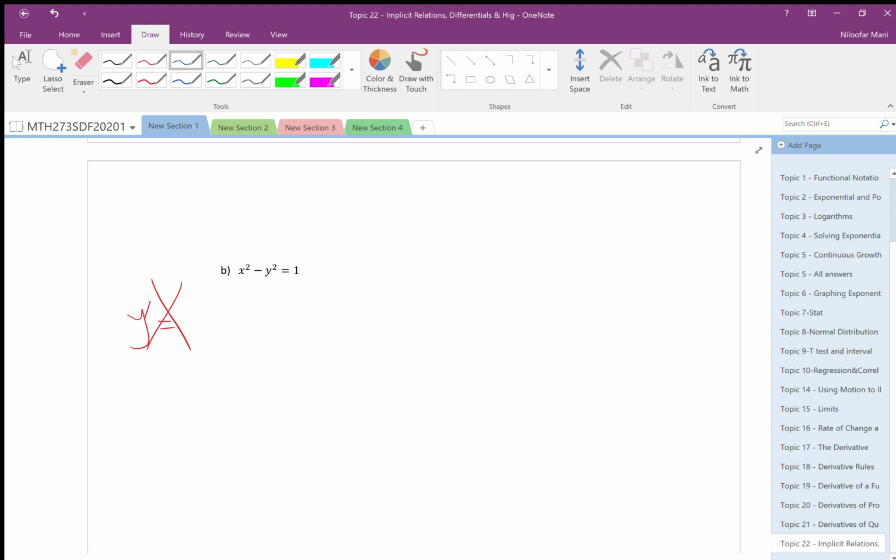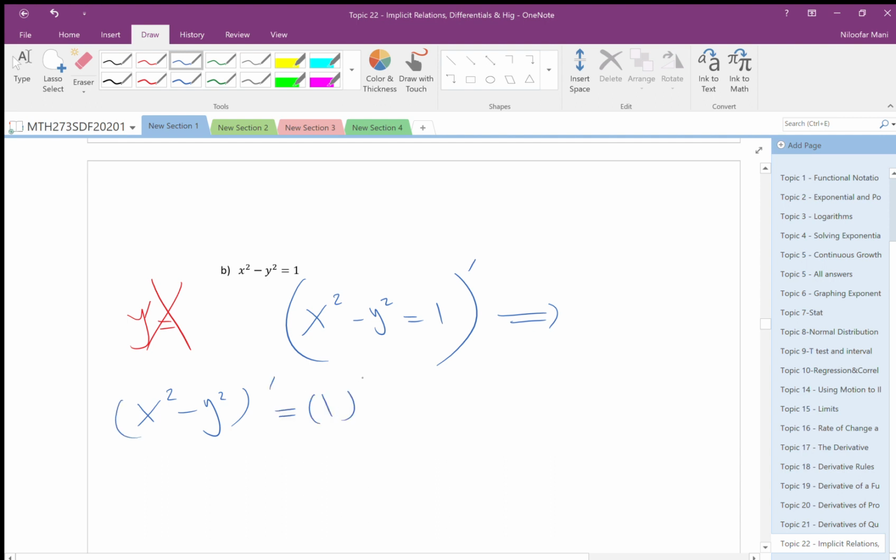First step, derivative of both sides. X squared minus y squared equals 1. Derivative of the first side equals derivative of the second. Derivative of the first side is 2x. Maybe I can do it step by step, otherwise you will be mad. So minus the derivative of this equals 0.